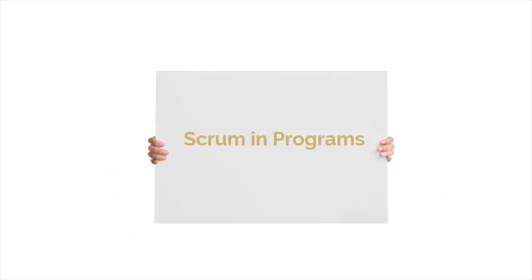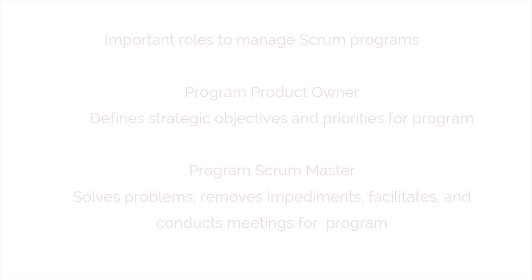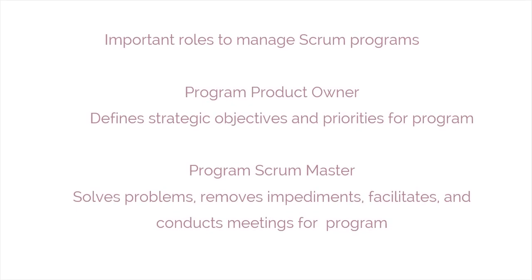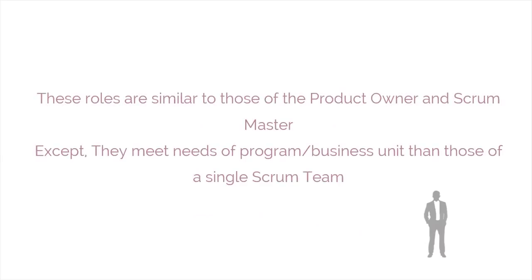Now let's move on to see how Scrum is applied in programs and portfolios. In programs, the important roles are the program product owner, who defines the strategic objectives and priorities for the program, and the program Scrum Master, who solves problems, removes impediments, and facilitates and conducts meetings for the program. These roles are similar to those of the product owner and Scrum Master, except that they meet the needs of their program or business unit rather than those of the single Scrum team.